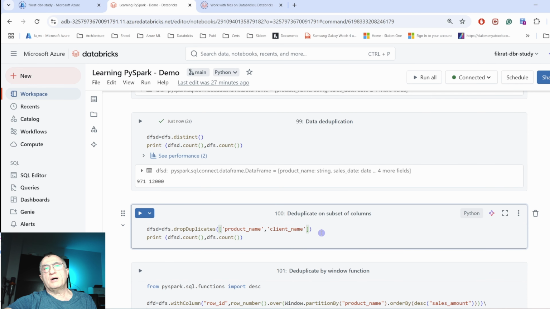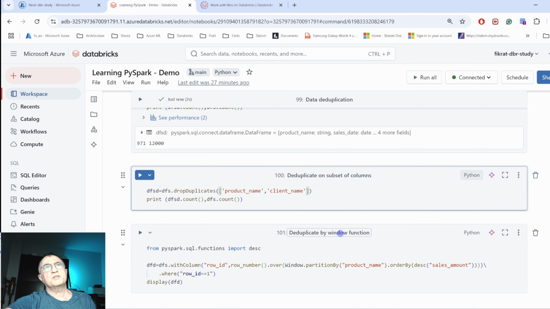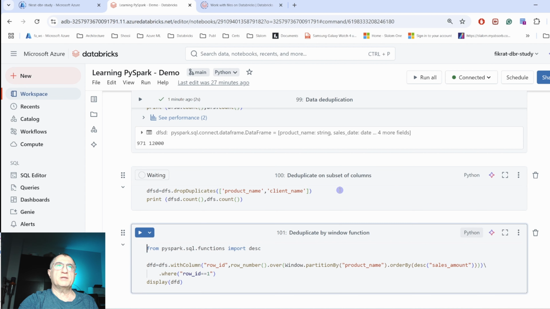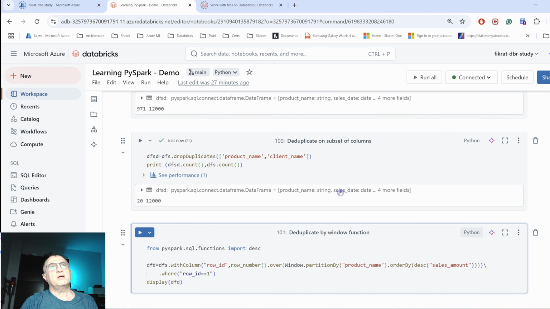In my next command, the command 100, I am applying deduplication as well. However, in this case, I defined a subset of columns based on which I need to do deduplication. So this is how my syntax would look like. So I'm going to use the dropDuplicates method. And as you may expect, the number of rows in my target data frame is significantly lower.